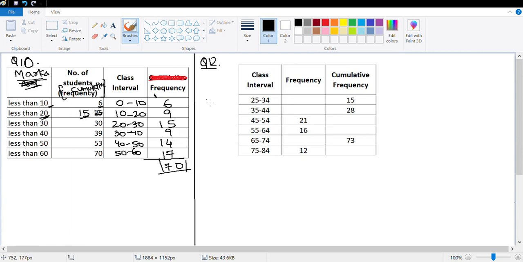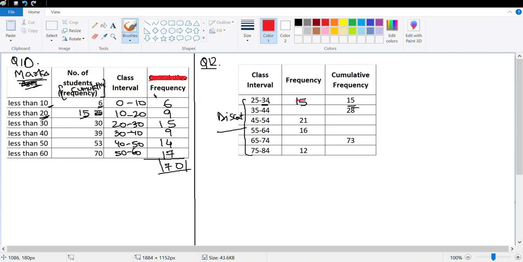So we've constructed a frequency distribution table. The last question we do is question number 12 from this exercise. Question 12 says, fill in the blanks in the following table. Class interval is given. This is a discontinuous class interval, right? The frequency has some blanks, and cumulative frequency is given. So we are looking at the first one. There are 15 people who are less than 34. What is the frequency? 15.